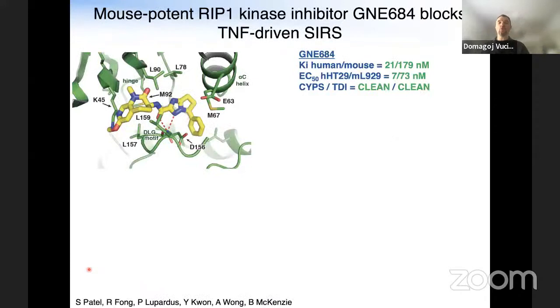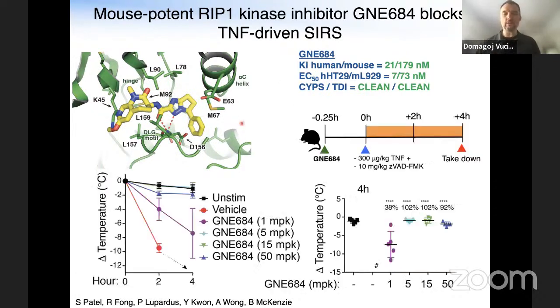And then we also developed RIP1 inhibitors. So this is one of our critical tool compounds called GNE684 that has nice potency in human and mouse RIP1, biochemical and cellular. It has very good pharmacological properties. This structure binds nicely here. Very selective, doesn't touch any other kinase.